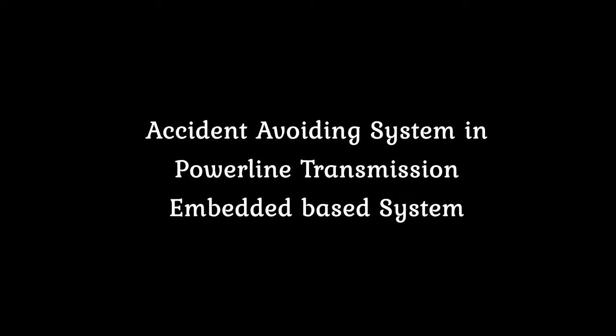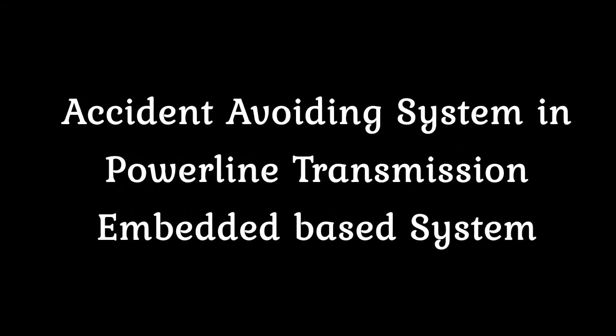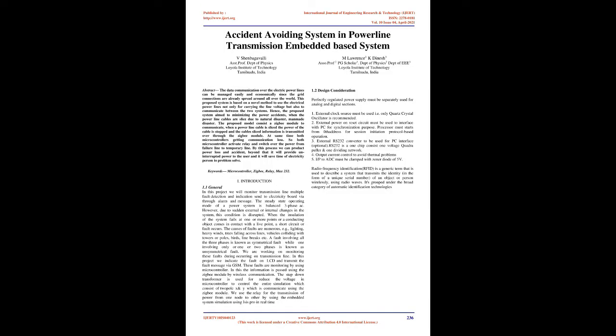Accident avoiding system in power line transmission, embedded based system. Abstract: the data communication over the electric power lines can be managed easily and economically since the grid connections are already spread around all over the world. This proposed system is based on a novel method to use the electrical power lines not only for carrying the line voltage but also to communicate between the two systems.